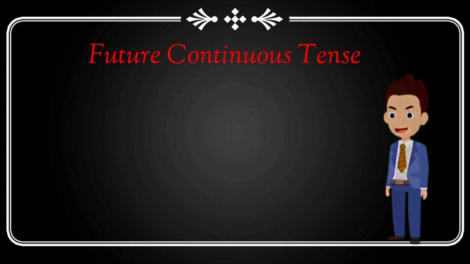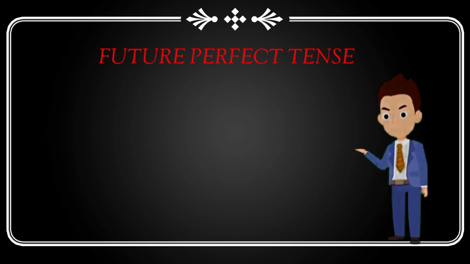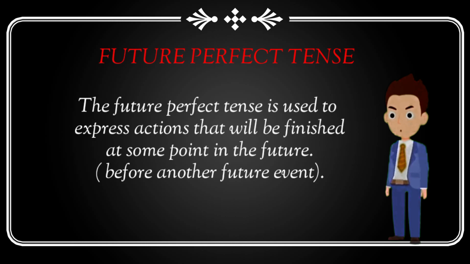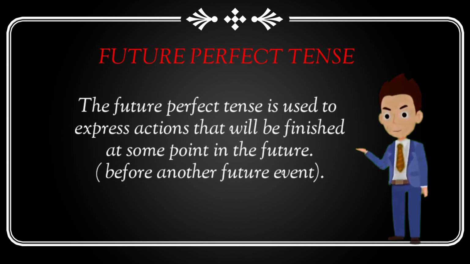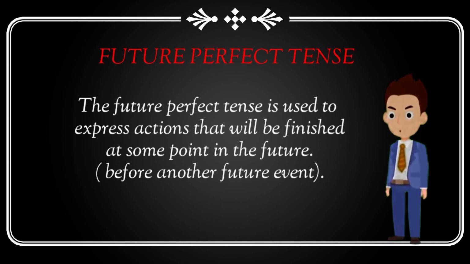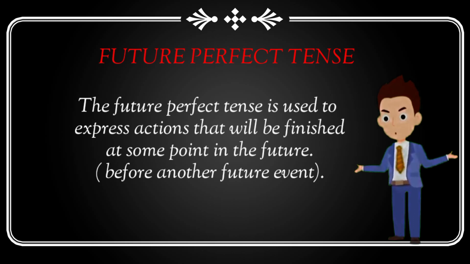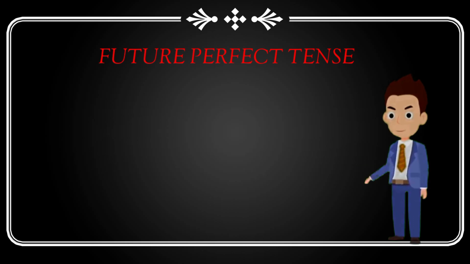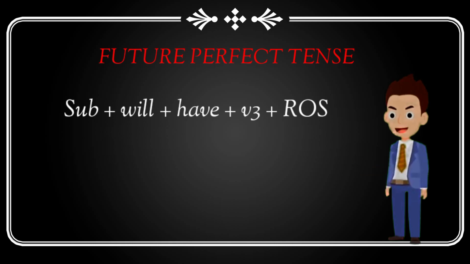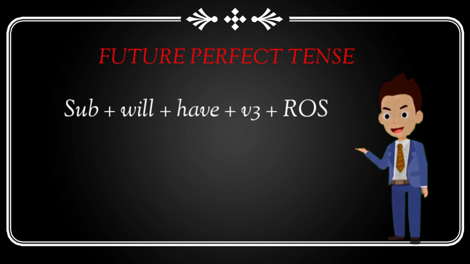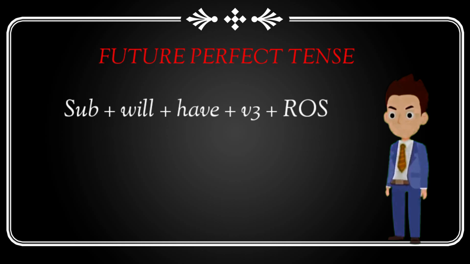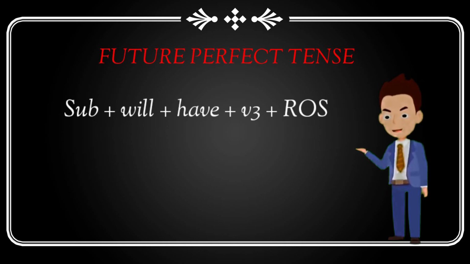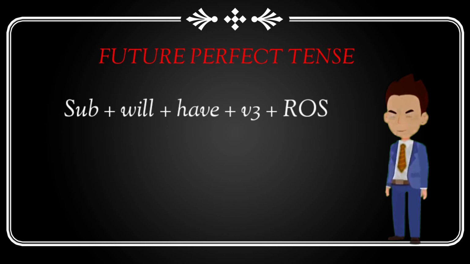Then we have another tense, and it is the future perfect tense. Future perfect tense is used to express actions that will be finished at some point in the future, before another future event. What will be the structure? The structure is subject plus will plus have plus verb third form plus rest of the sentence. It has two helping verbs. What is the example?